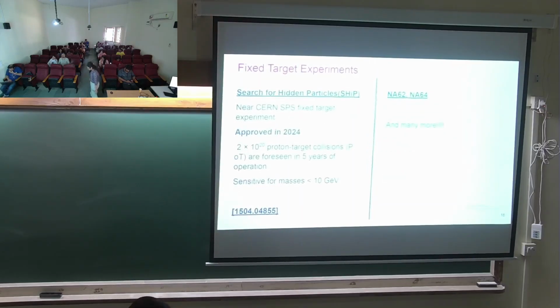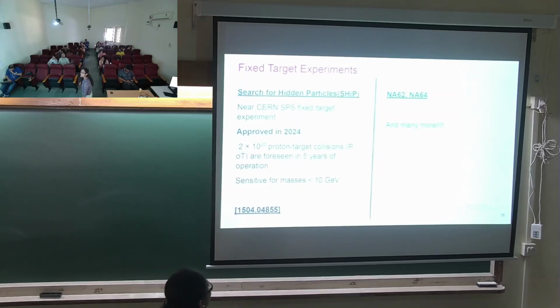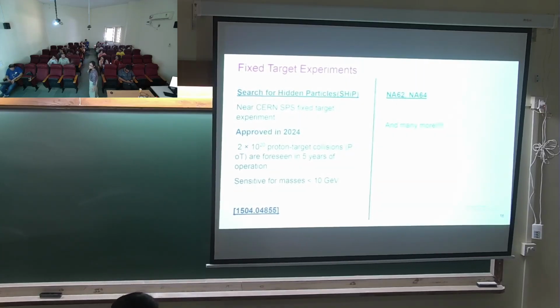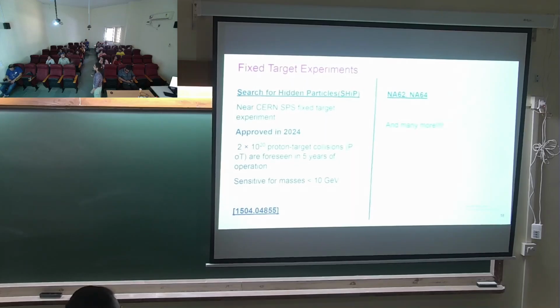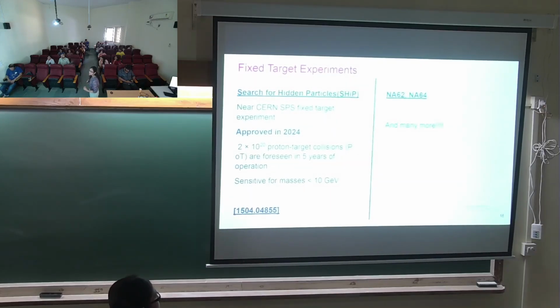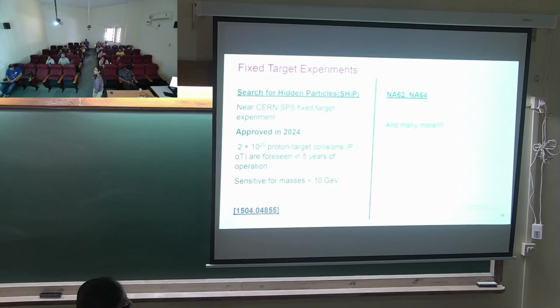Okay, now for the fixed target experiment, there is SHIP. It has been recently approved in 2024, and it will start taking data from 2026, and 2 into 10 to the power 20 proton target collisions are foreseen in 5 years of operation, and this is sensitive for masses less than 10 GeV. There are 5 years.